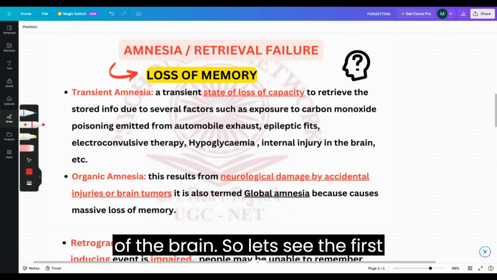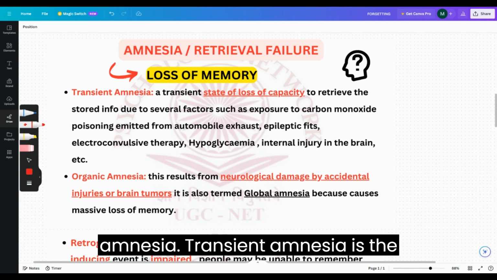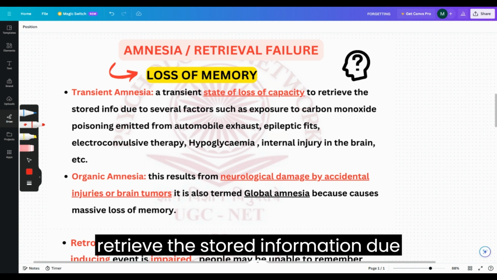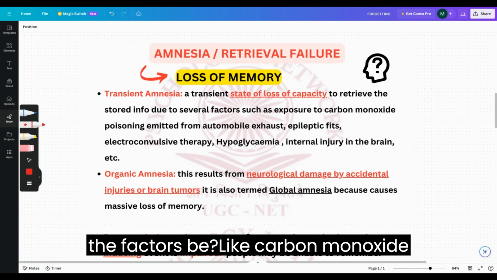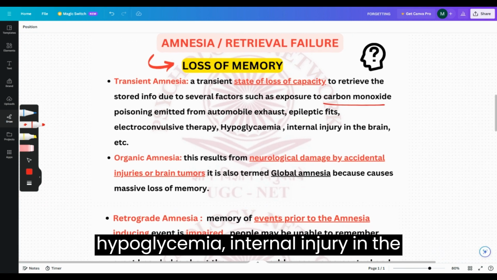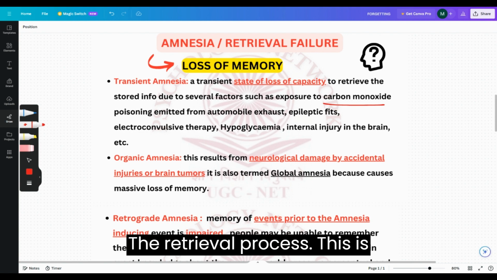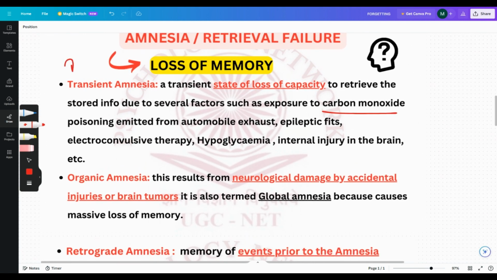So, let's see the first type of amnesia. It is transient amnesia. Transient amnesia is the state of loss of capacity to retrieve the stored information due to certain factors. What could the factors be? Like carbon monoxide poisoning, epileptic fits, electroconvulsive therapy, hypoglycemia, internal injury in the brain. These can affect the retrieval process. This is called transient amnesia.